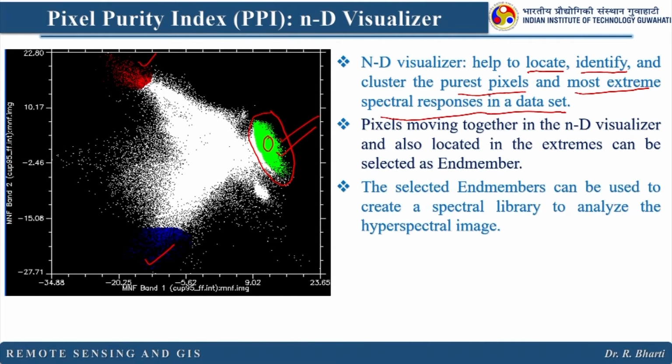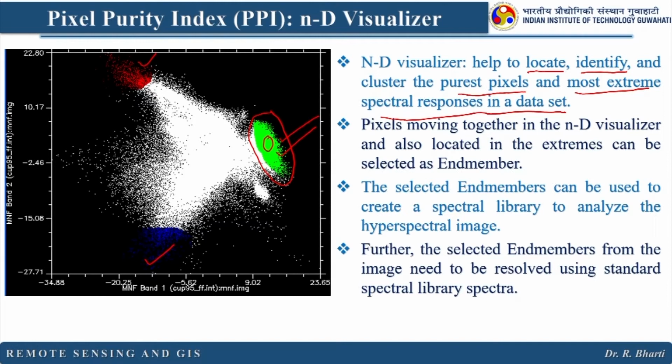The selected end members can be used to create a spectral library to analyze the hyperspectral image. Remember that a spectral library is either collected in the field or derived from the image. So these are the pixels which will be used to generate the spectral library, and we call it end members extracted from the image, and that we will use for the classification of this data. Further, the selected end members from the image need to be resolved using a standard spectral library. So this is very important to understand.